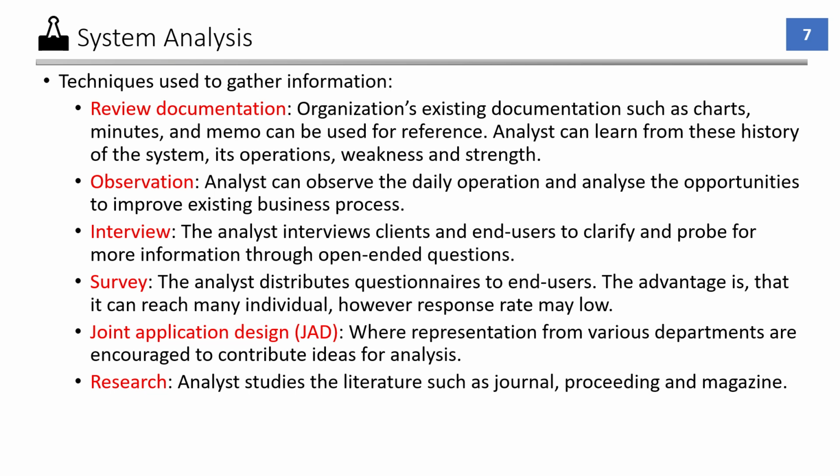During the system analysis phase, analysts use different techniques to gather information about the current system and user needs. One common technique is reviewing documentation. Existing documents such as reports, charts, memos, and manuals help analysts understand how the system currently works, including its strengths and weaknesses. Another method is observation. The analyst watches how daily work is actually done to identify problems and opportunities to improve business processes.